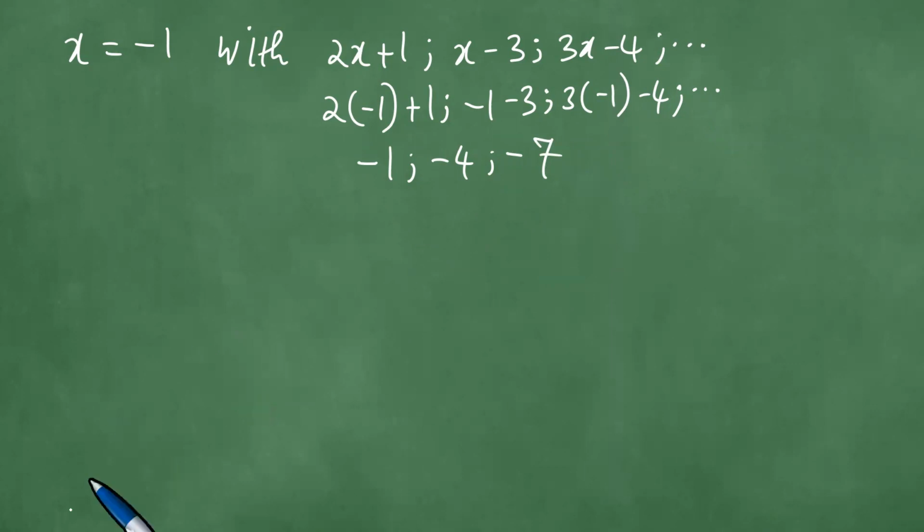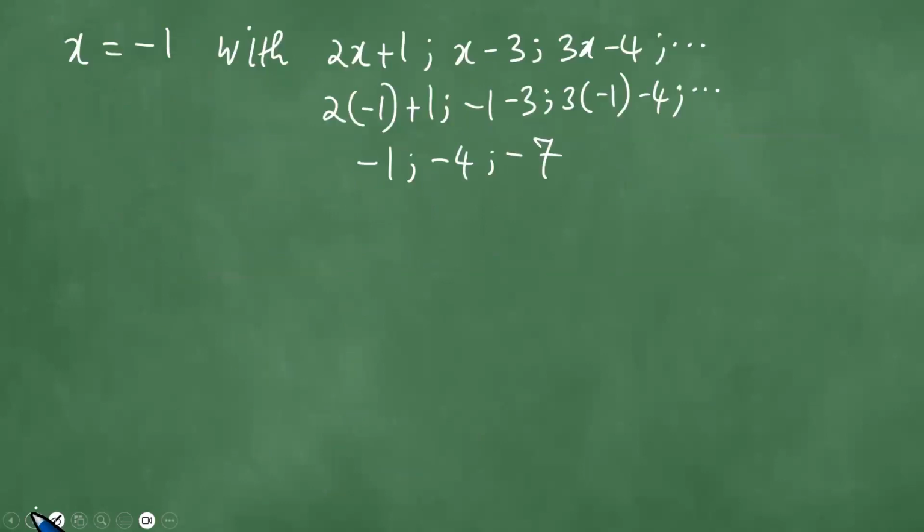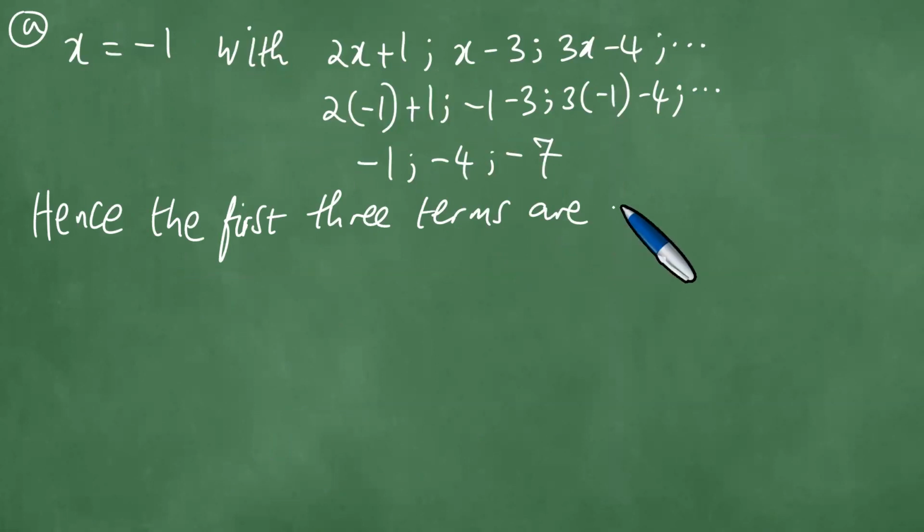So, okay, we have done this. But they said determine the value of x and then write down the values of the first 3 terms. So we're still going on with A. Hence, the first 3 terms are -1, -4, -7, like this.